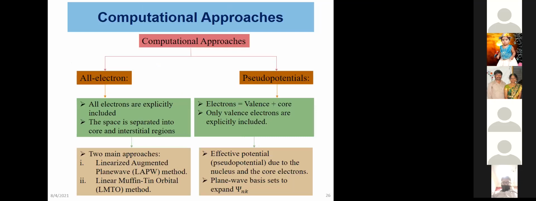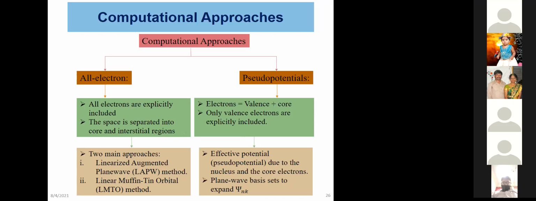Okay. So in order to solve any many body system with DFT, we have two kinds of approaches. One is we consider all electrons of the atoms as our valence electrons. That means all electrons will contribute to deciding the property of the material. Or we can have a pseudo potential where our electrons will be split into two different parts: the valence part and the core part of the electrons. The core electrons will be nearer to the nucleus, and the valence electrons will be far away from the nucleus.